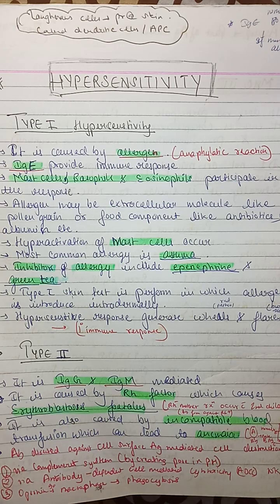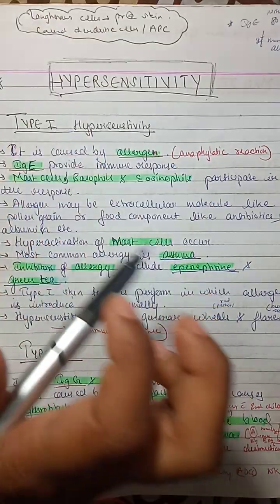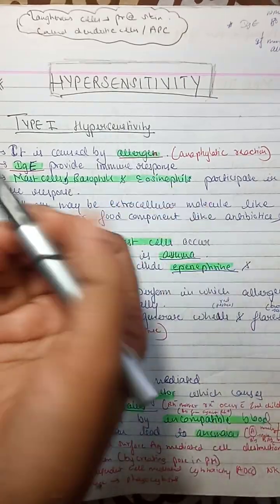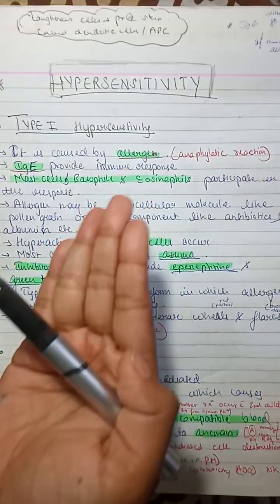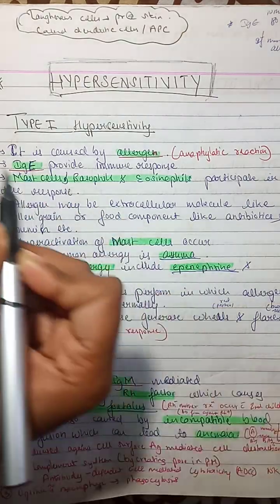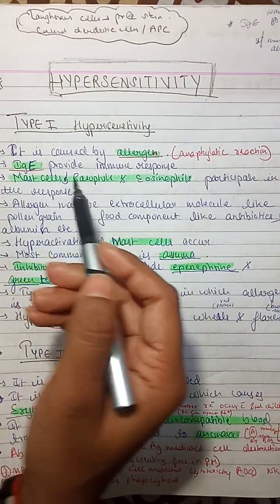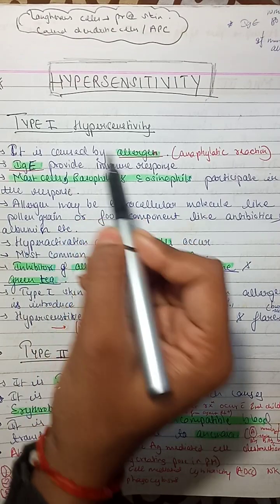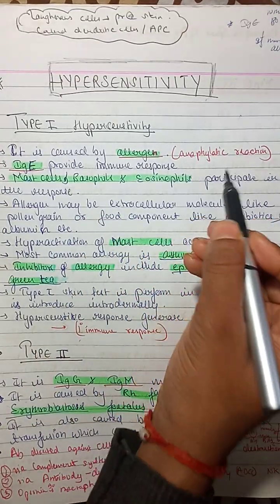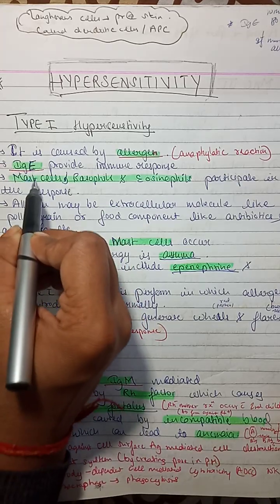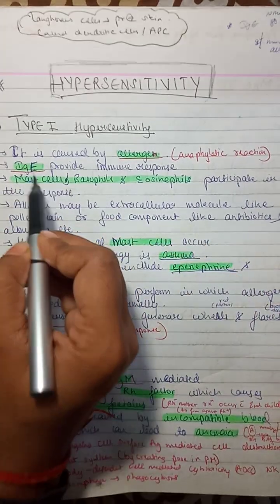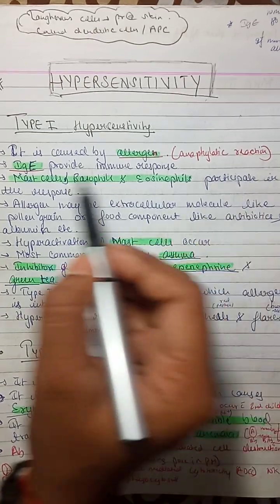Now the second topic is hypersensitivity. We are complete with antibody diversity. There are four types of hypersensitivity: type 1, type 2, type 3, type 4. Let's begin with type 1 hypersensitivity. It is caused by an allergen, and is also called an anaphylactic reaction. IgE provides the immune response, and mast cells, basophils and eosinophils participate in this response.